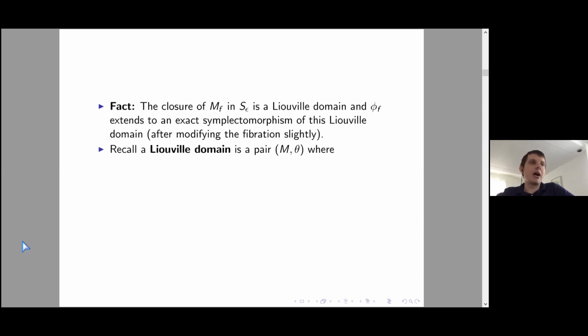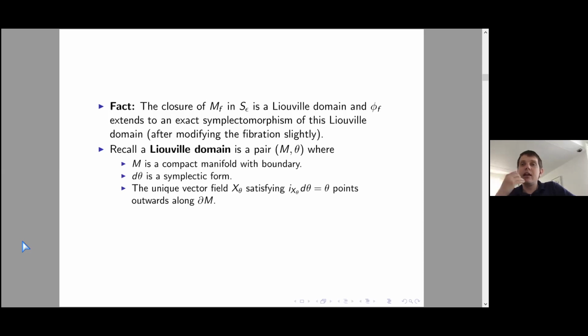Oh yeah, just to remind you what a Liouville domain is. I know this is a talk for symplectic geometers, but a Liouville domain is an exact symplectic manifold. So it's a compact manifold with boundary, and a one-form theta, so that d theta is symplectic. And if I look at the dual of that one-form theta with respect to that symplectic form, it points outwards along the boundary of M. So that's a convexity condition. It's a technical, but important, condition.